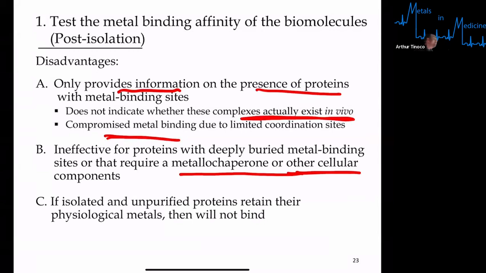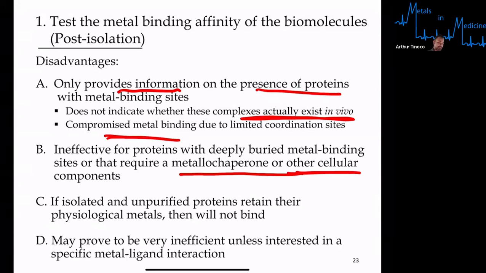And then finally, if isolated, you might actually have metals already bound to those proteins. So you might need to do a step where you strip metals from the molecules of interest before you apply them to the actual column. Because if not, you may get a negative result that is possibly a consequence of a contamination or something that's already bound to the metal itself. Right? So these are going to be some major disadvantages for this type of technique.